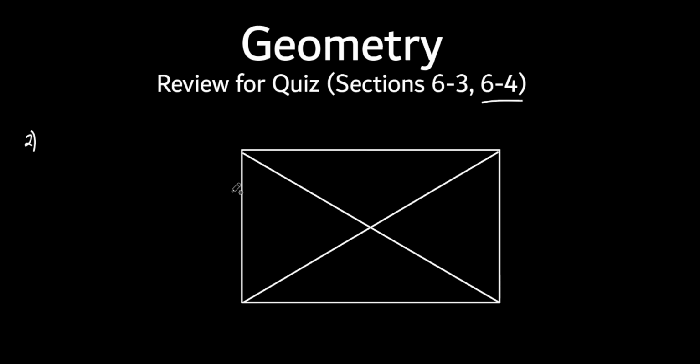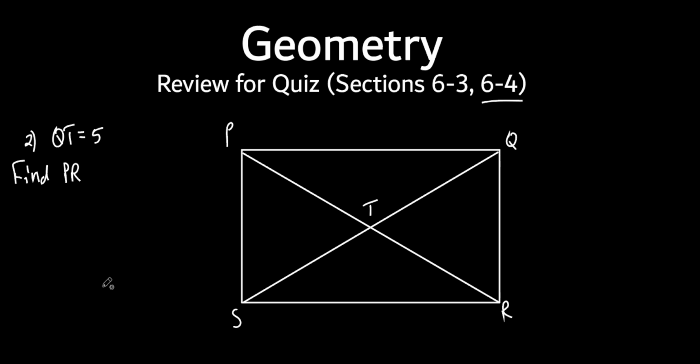This is number 2. Let's put some letters in here. PQRS. And then put a T right there in the middle. All right. And here's what they tell you. They tell you that QT equals 5. And they want you to find PR.